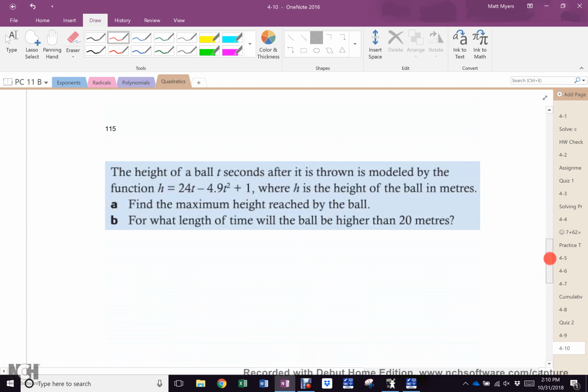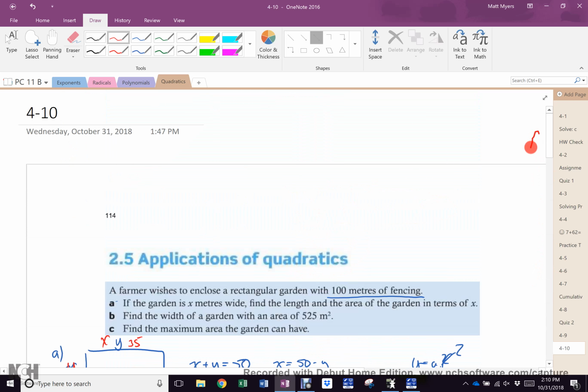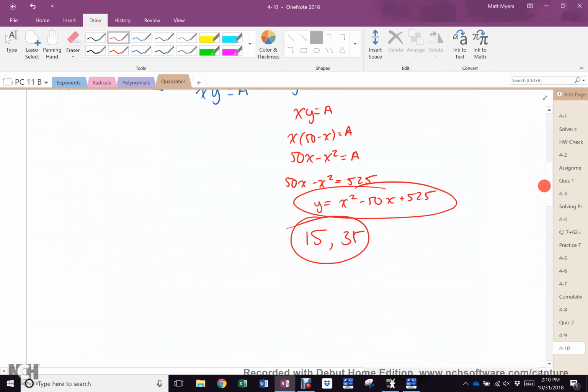Oh, was there a C there? Yeah. What was C? Find the maximum area the garden can have. Well, if x is 15, what's y? 35. So what's the maximum area? 15 and 35? What is 15 times 35? 525, right? Okay, but what's the maximum area it could have?